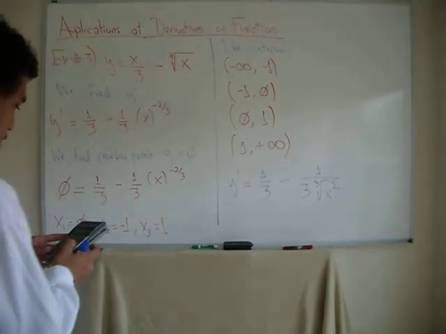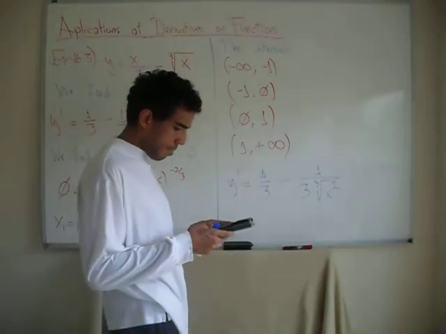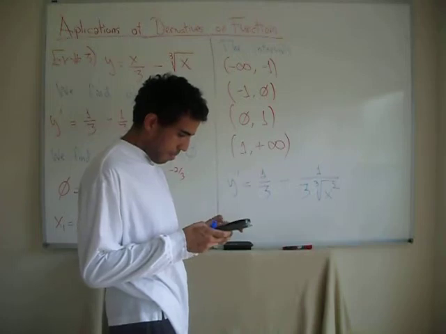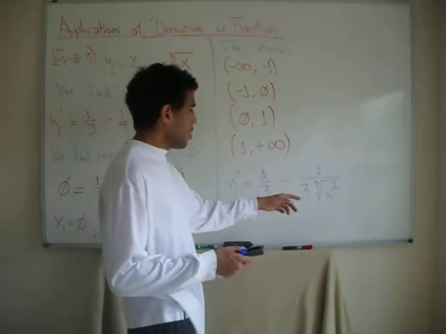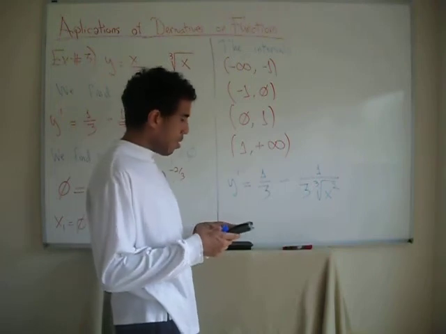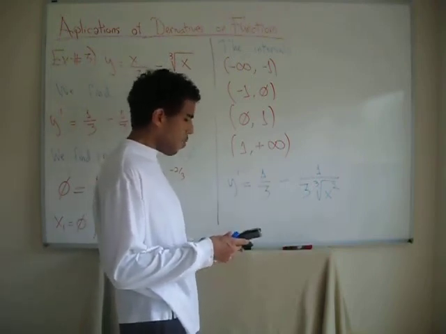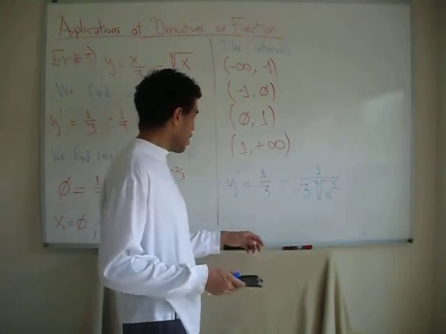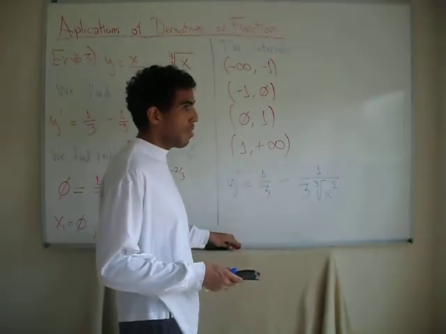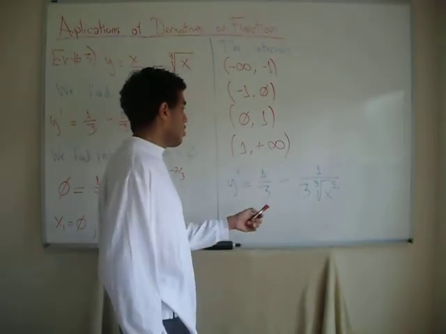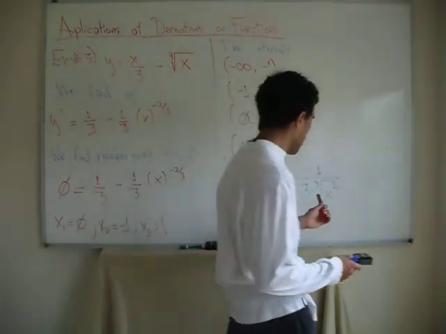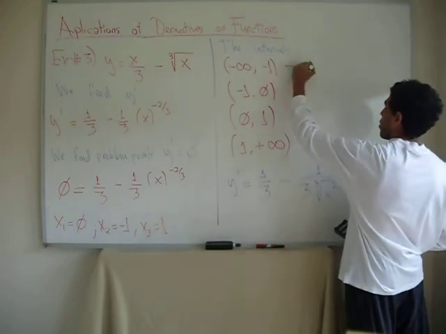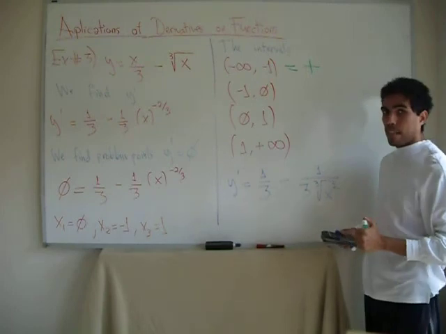Okay, cubic root of 4 is approximately 1.5 times 3, 4.7. So we're going to have 1 over 4.7, which is going to be 0.21, and this is going to be minus 1/3, which is 0.33 minus 0.21. So the value of it is positive, okay? So this means that in this interval, the function is increasing, okay?